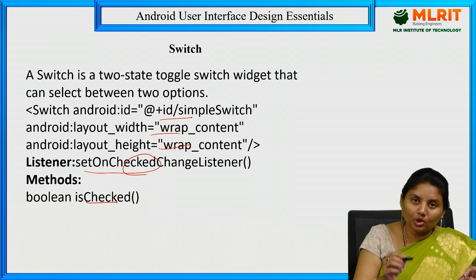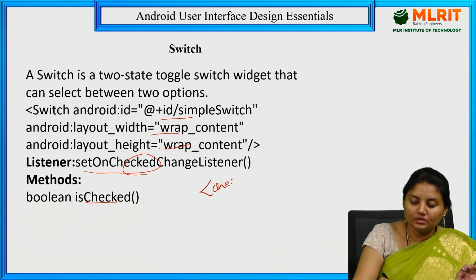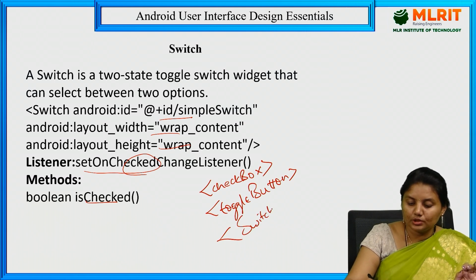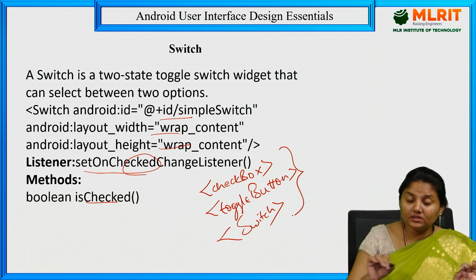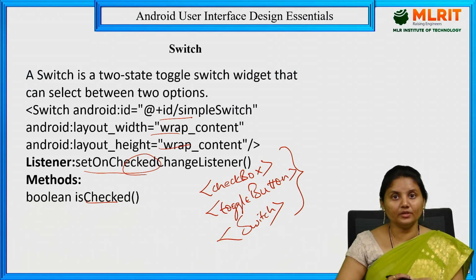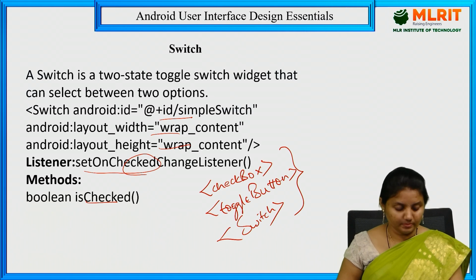But only the component that you are going to use differs: we use checkbox for the checkbox, and we use toggle for getting the toggle button. And for the switch, we'll use simply the switch component. The components are different, but the action that they are performing is the same. Whatever you are enabling, that is being displayed.